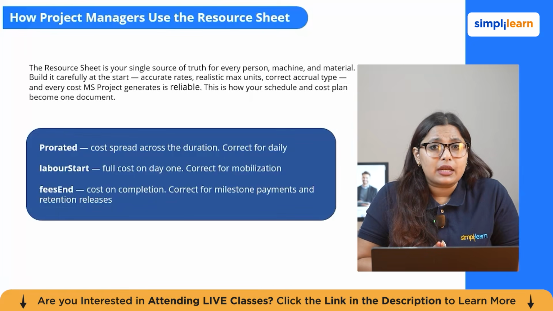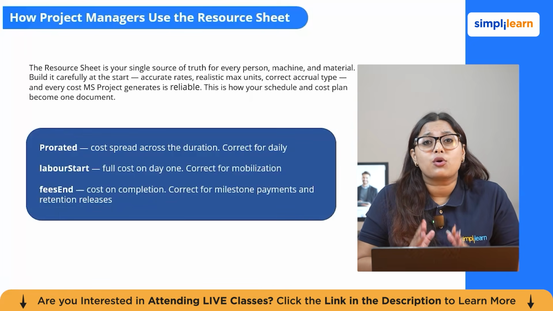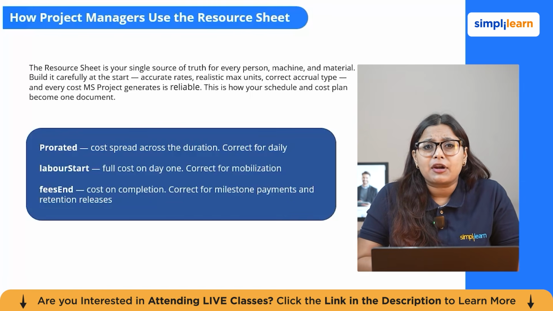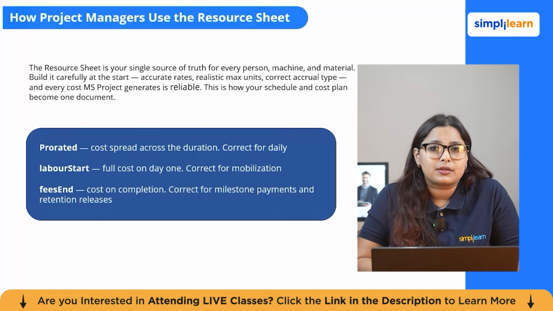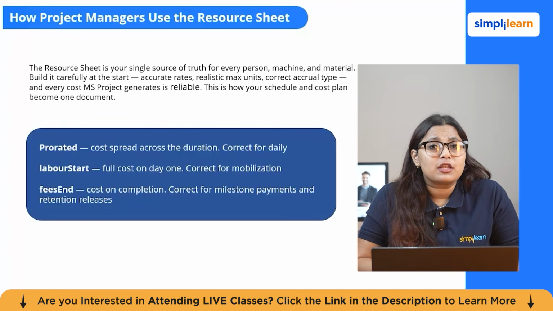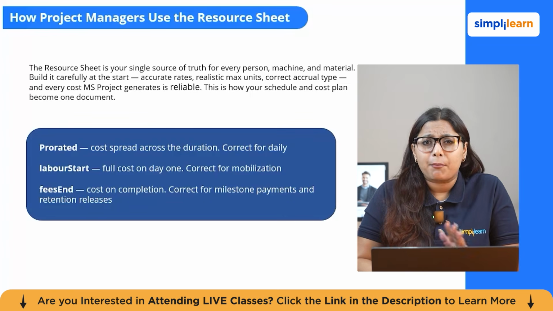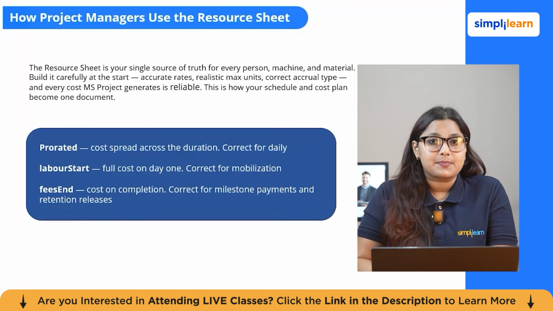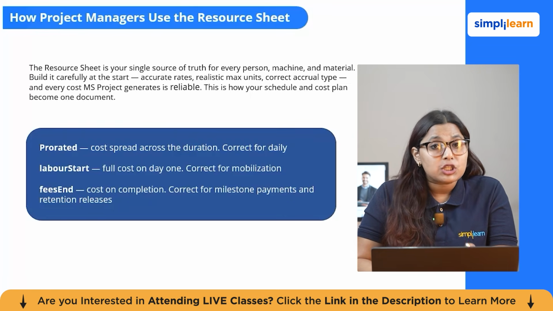The cost accrual is particularly important for cash flow. Prorated means the resource cost is distributed evenly across the task duration, correct for daily-rate labor. Start accrual means the full cost hits on one day, correct for subcontractor mobilization fees and hire charges paid upfront. End accrual means the cost registers on task completion, correct for milestone-based payments or subcontractor retention releases. Set this correctly and you will see the cost-over-time reports match your actual payment schedule.